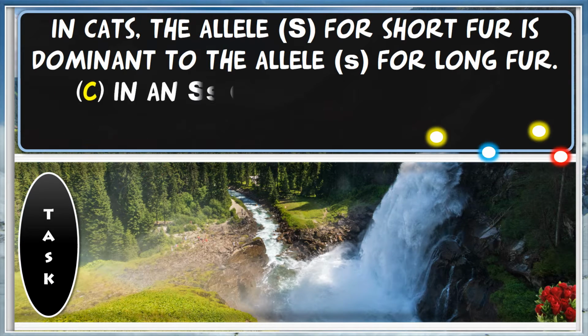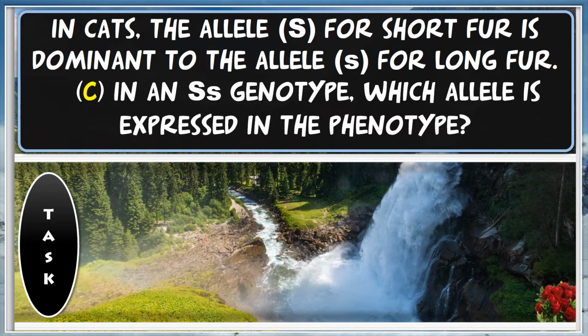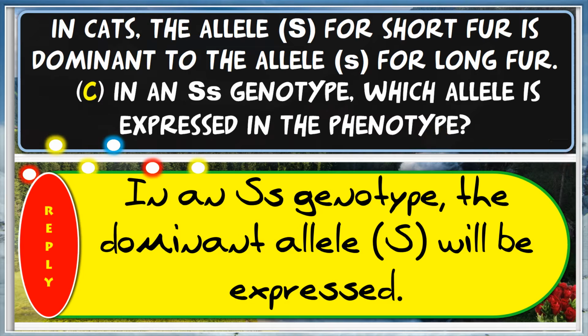In cats, the allele capital A for short fur is dominant to allele small a for long fur. Part C. In a capital A small a genotype, which allele is expressed in the phenotype? In a capital A small a genotype, the dominant allele capital A will be expressed.